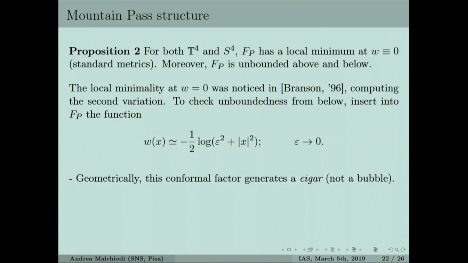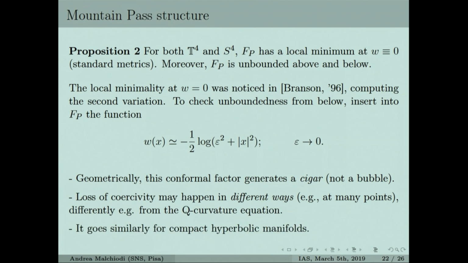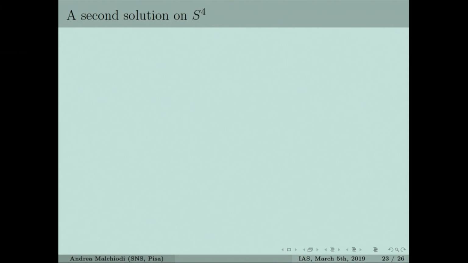But it's just one example because you can take any number of cigars and glue them anywhere you like on your torus, on your sphere, and the energy will still go to minus infinity. But differently from the case of Q curvature, you can put as many cigars as you want. So it's not easy to characterize the loss of coercivity as it was done for the Q curvature equation. And it's the same computation for hyperbolic manifolds.